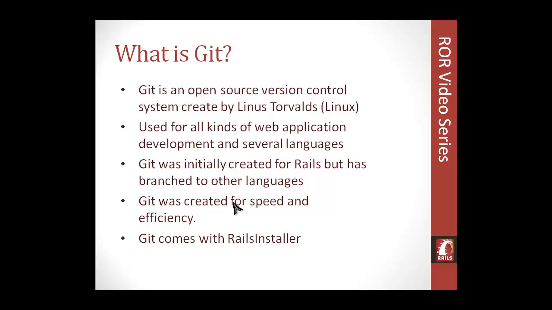Git was created for speed and efficiency. Like I said, everything's local, which makes it much faster than a standard VCS. And Git comes with the Rails installer, which is what we already installed a couple sections ago, so you already have it on your machine if you've been following along.